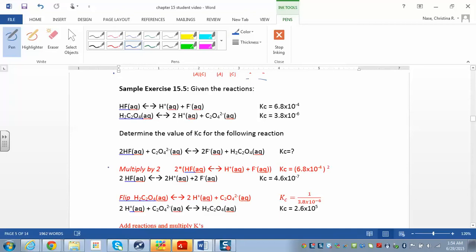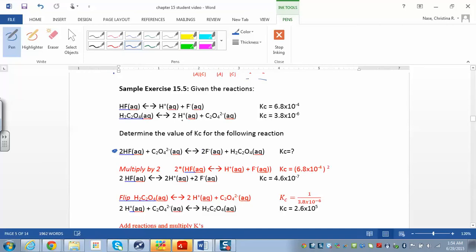What's the K for this reaction? This is the one that we're trying to get to. This is what we're looking for, and these are the pieces. These are the two equations we're going to manipulate in such a way that when we add them up, they're going to equal this final reaction here.